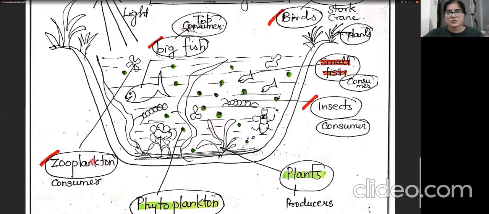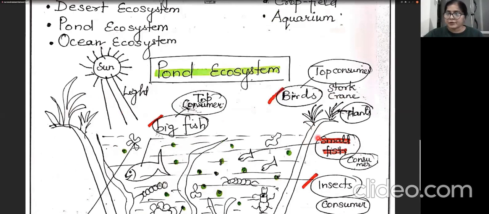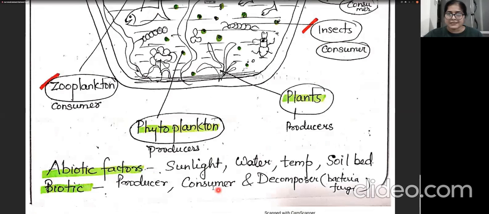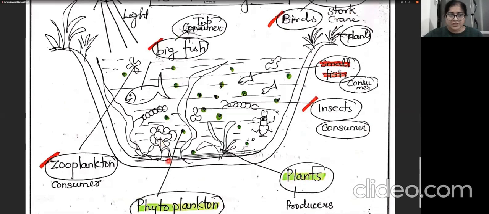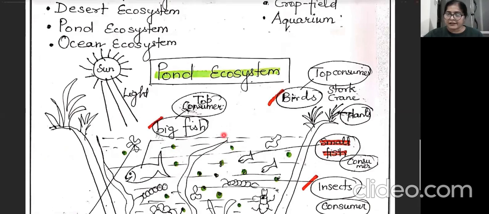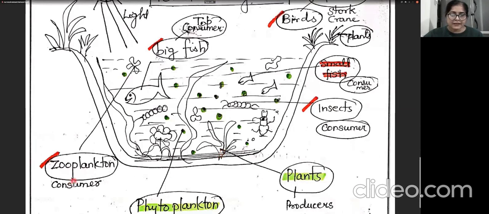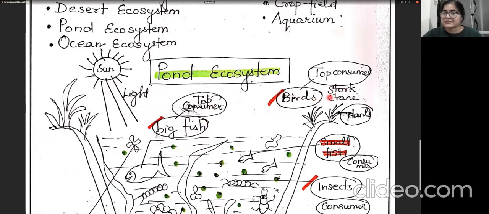And zooplanktons are small microscopic animals that are consumers, feeding on phytoplanktons. They are animals, so they come under the category of consumers. So plants here are producers: all aquatic plants and phytoplanktons. Then consumers are of different categories. Organisms like zooplanktons feed on phytoplankton, so they are primary consumers. Small fishes and insects are secondary consumers, and big fishes and birds like stork and crane come under the category of top consumers or tertiary consumers.